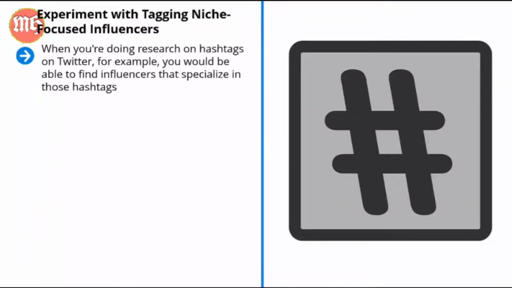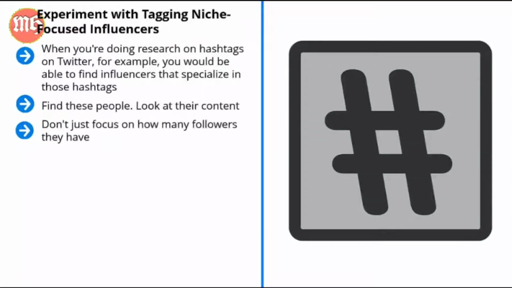Experiment with tagging niche-focused influencers. When you're doing research on hashtags on Twitter, for example, you would be able to find influencers that specialize in those hashtags. These people just love to post content related to certain topics. They use a narrow range of hashtags every time they post. It seems that's all they focus on. Find these people. Look at their content. Are people retweeting them a lot? Are they getting a lot of love for their content? Do they get a lot of engagement? Are people responding via Twitter? It should be fairly easy to see which accounts are influential in your niche and which aren't.